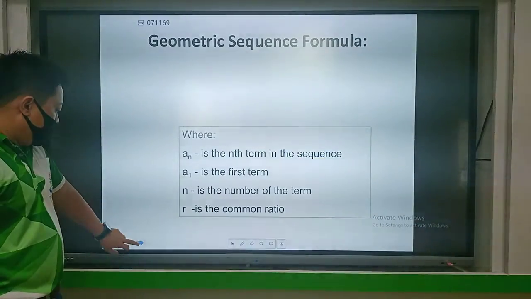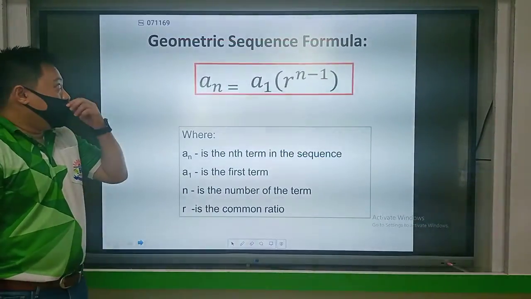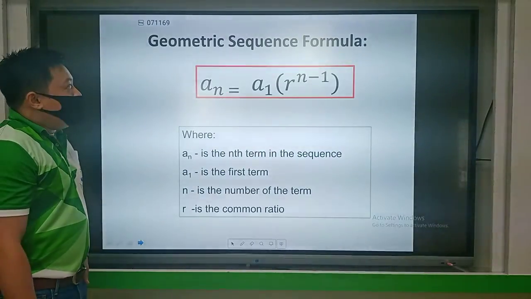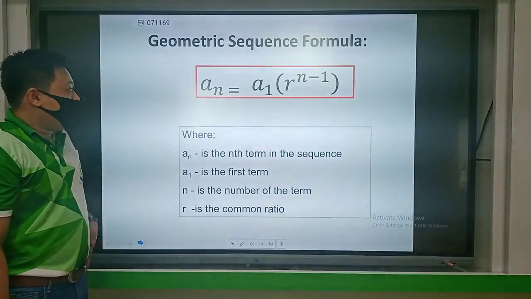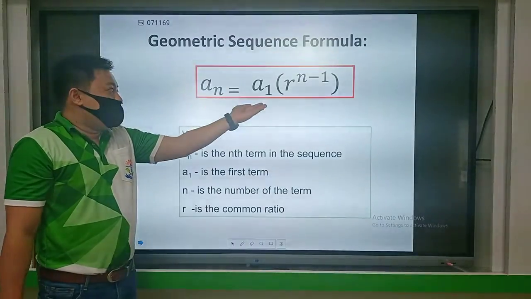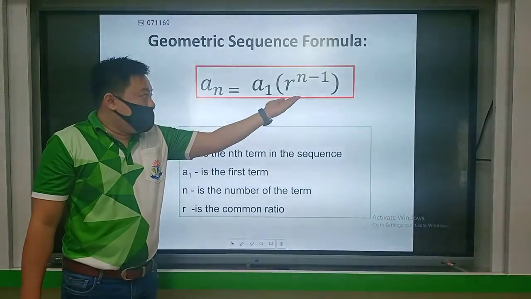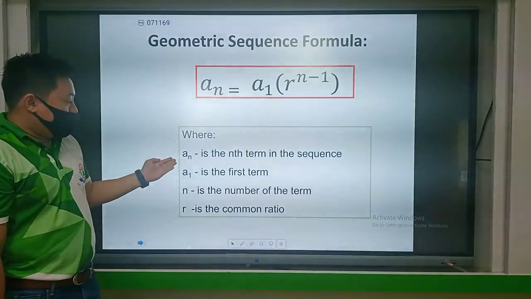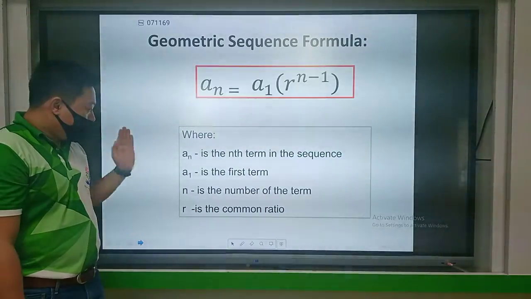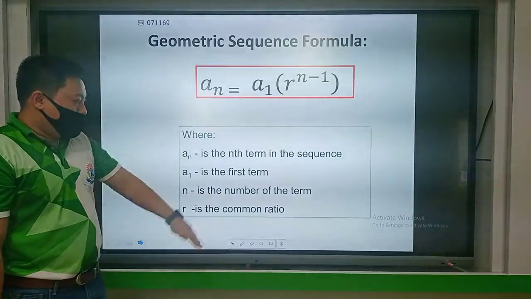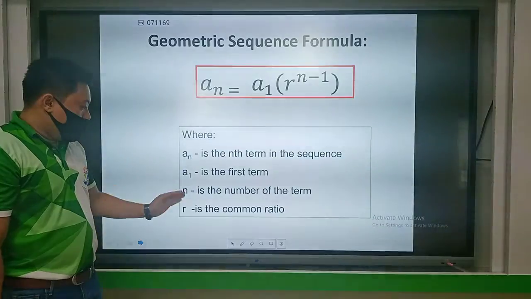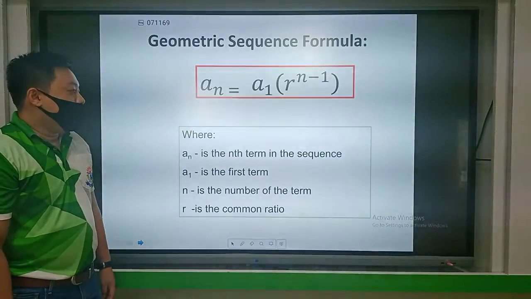So as for the formula, the general formula for a geometric sequence is a sub n is equal to a sub 1 times the quantity r to the power of n minus 1, where a sub n is the nth term, a sub 1 is the first term, n is the number of terms, and r is the common ratio.